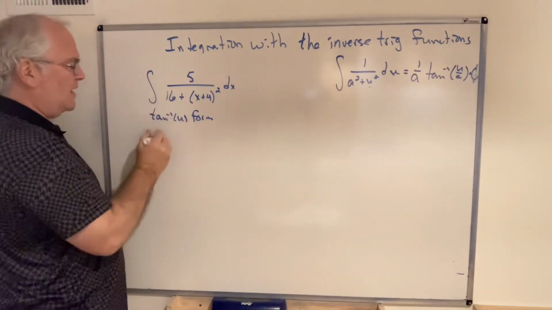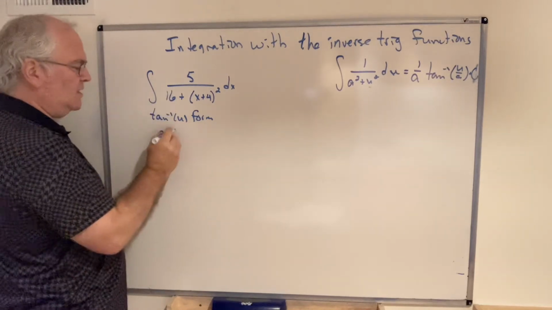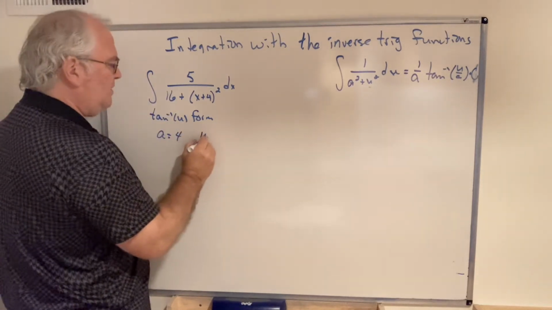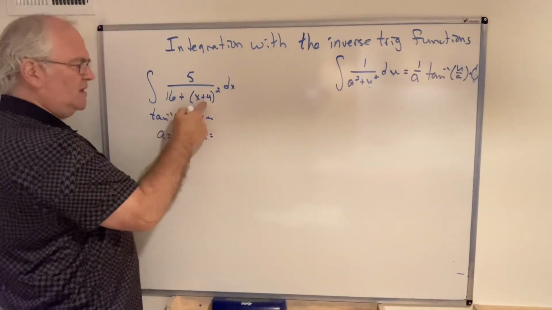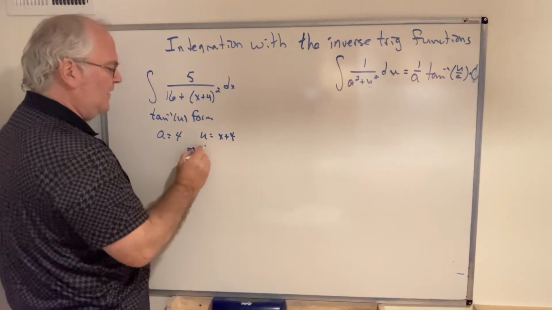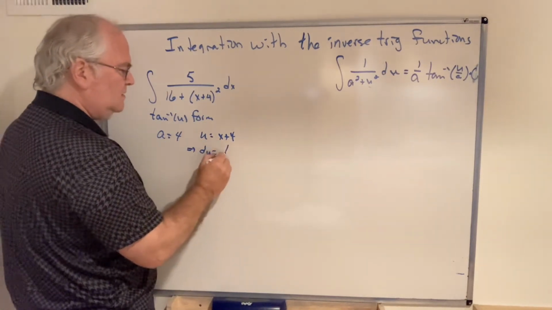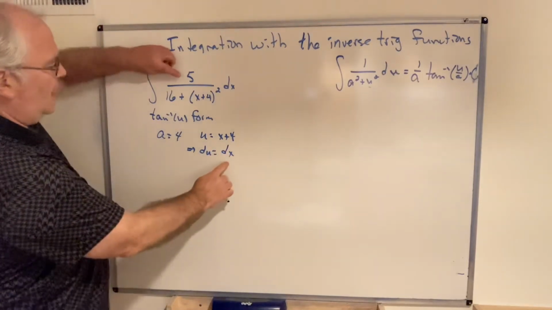And then the question is, what is A? What is playing the role of A? Well, what is getting squared? What's getting squared is 4. And then what is playing the role of U? U is what's getting squared, which is x plus 4. From that, we find the differential line. The derivative of x is 1. And that's not quite what we want.